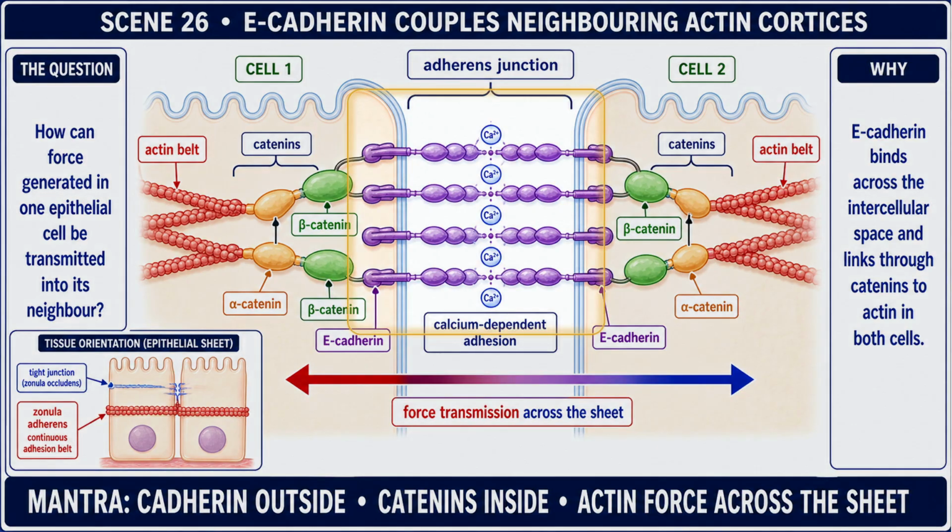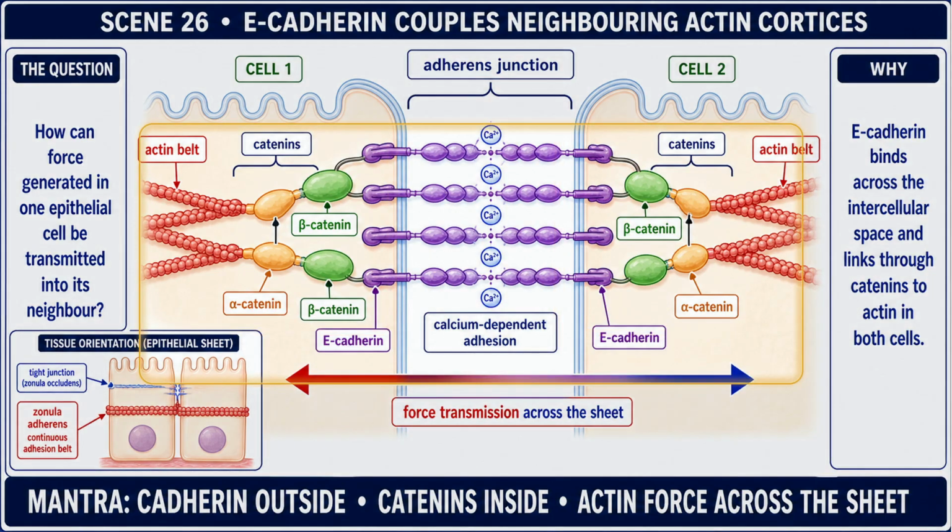Just below the tight junction, the Adherens junction couples the actin cortices of neighboring cells. The extracellular part is built around E-cadherin. E-cadherin on one cell binds E-cadherin on the next, and calcium stabilizes those extracellular domains. Inside the cell, the connection is not direct. The E-cadherin tail binds beta-catenin. Alpha-catenin and associated proteins then connect that complex to the actin belt. The same molecular bridge is mirrored in the neighboring cell.